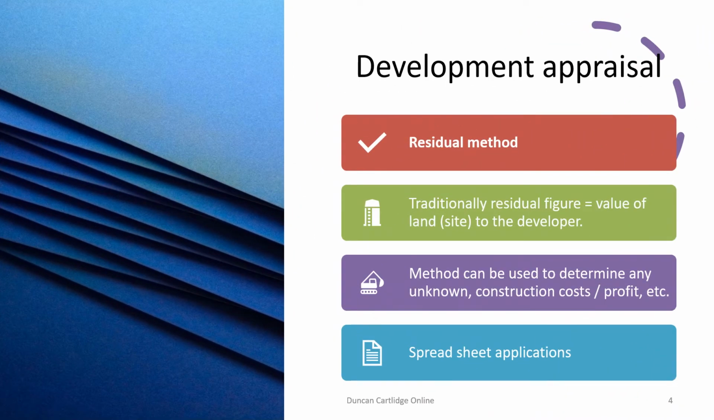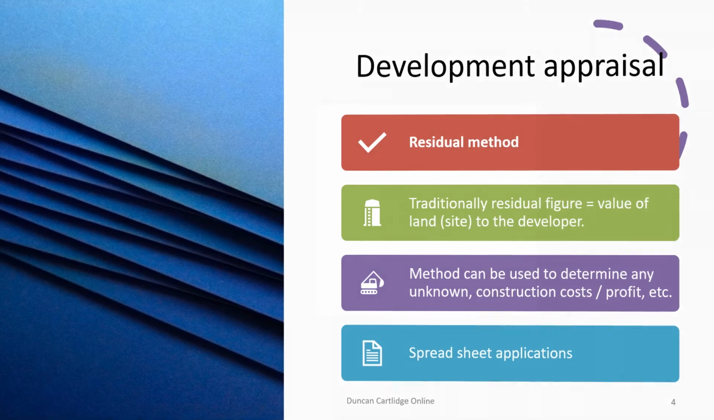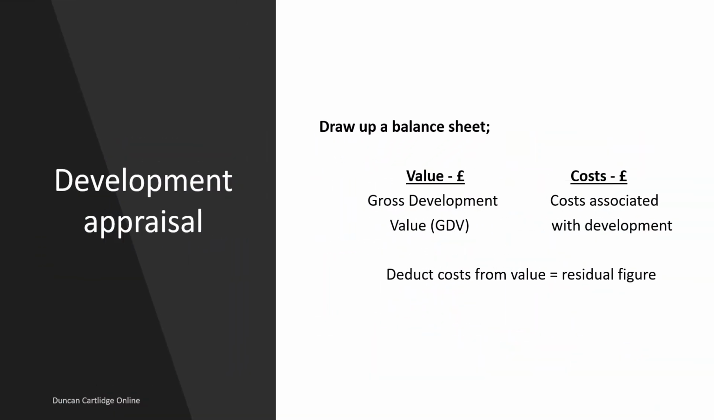The technique used to assess project feasibility is known as the developer's budget or the residual method of valuation. Basically, the technique involves preparing a balance sheet. On one side, the value of the development. On the opposing side, the costs associated with construction and associated works. The residual figure traditionally represents the amount that the developer can afford to bid for the site.